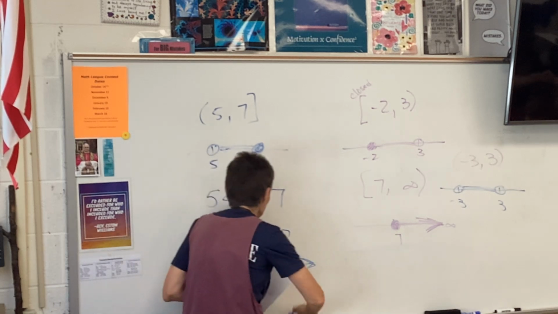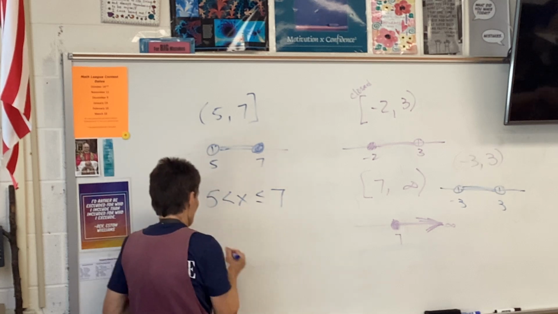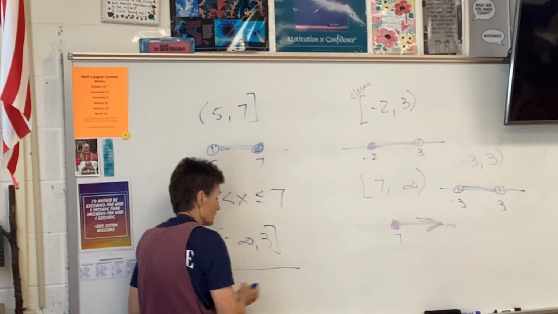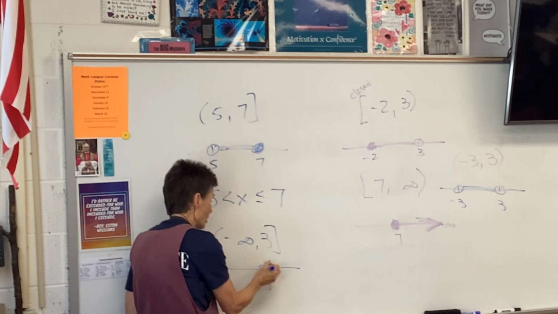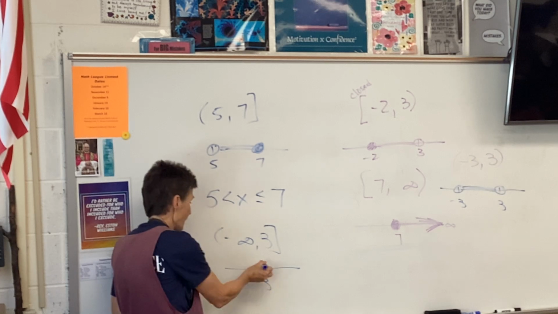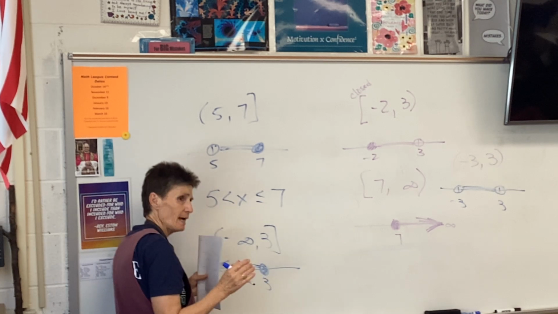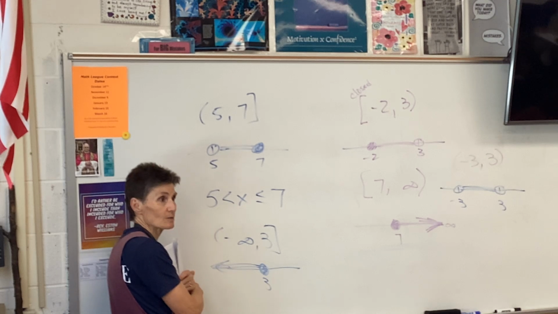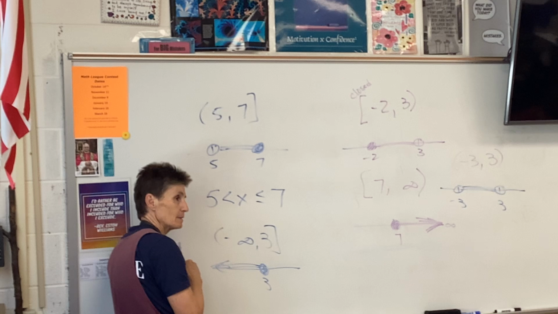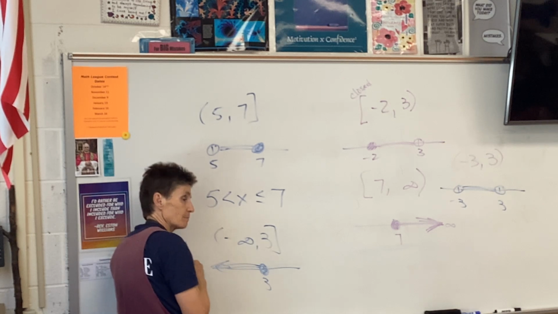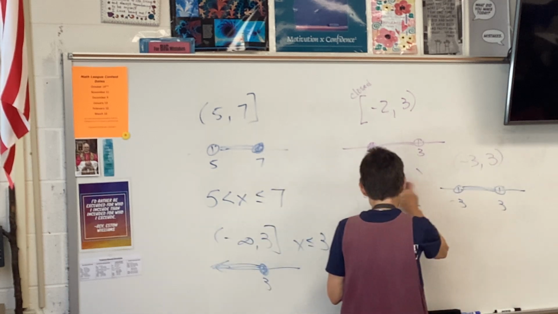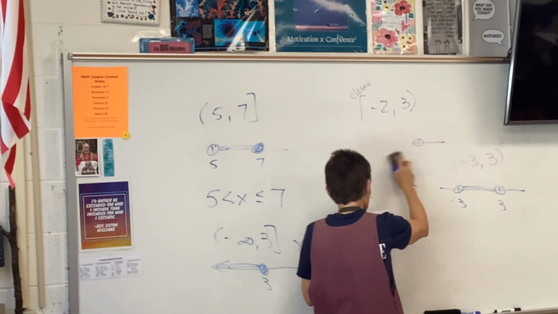All right, B is different. What does B look like? If I graph that, what would that look like? 3 closed. To the left. Why to the left? Because that's where negative infinity is, right? So what would that be as an inequality? X is less than or equal to 3. Very good.